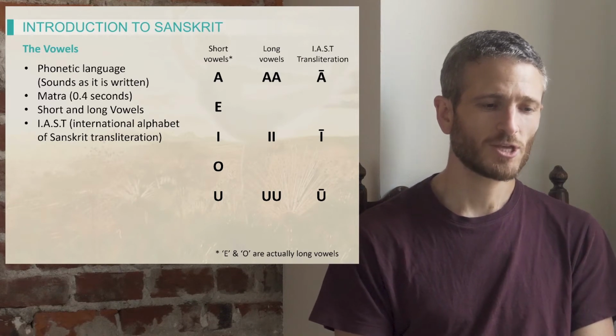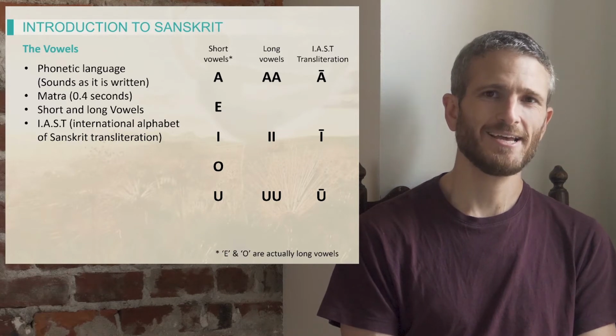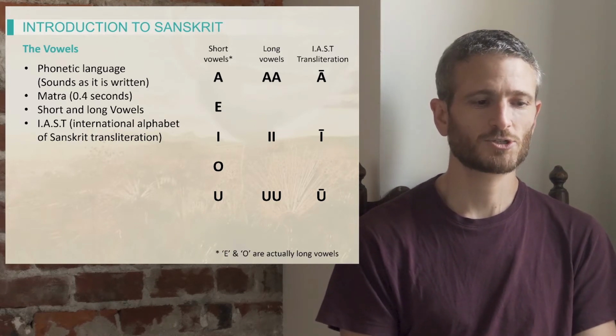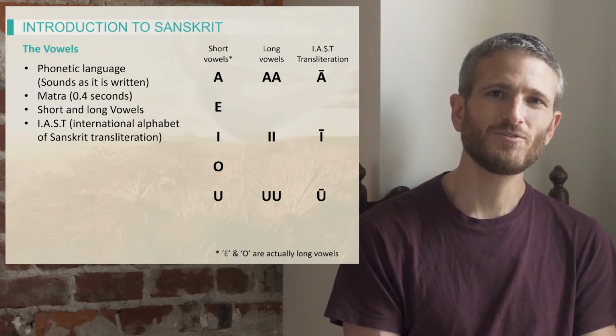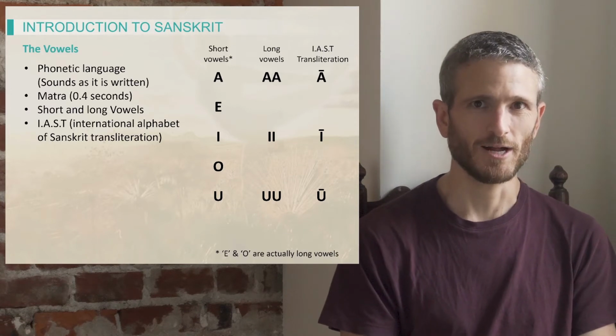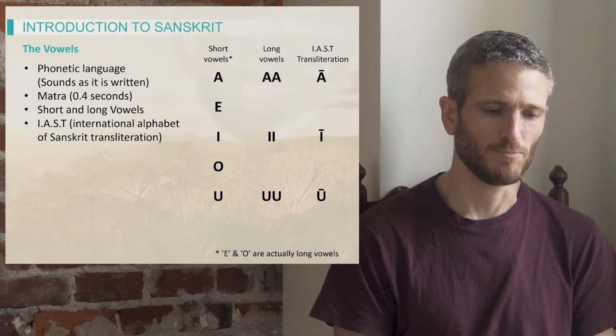The type of transliteration that we're going to use is called IAST, the International Alphabet of Sanskrit Transliteration. This is the writing which has marks underneath or over the letters, etc. Now, as I said in this class, I'm going to teach you the basics to make it really, really simple.